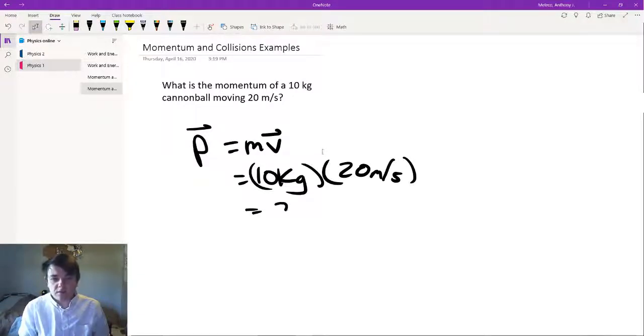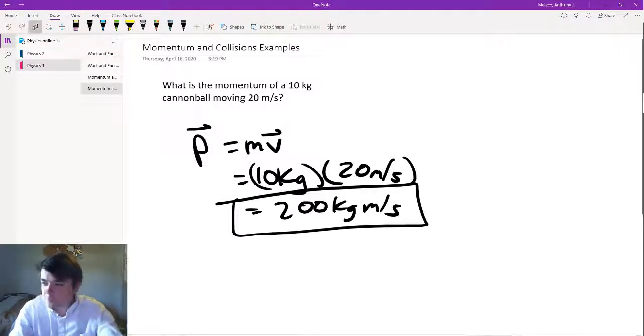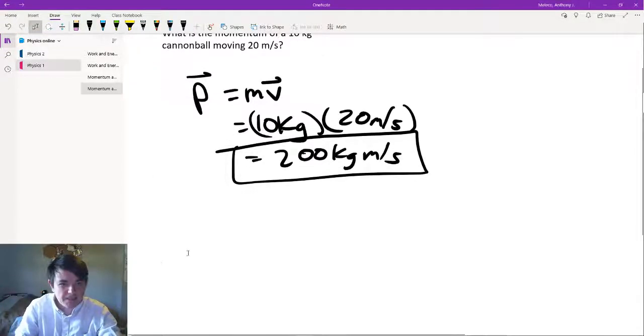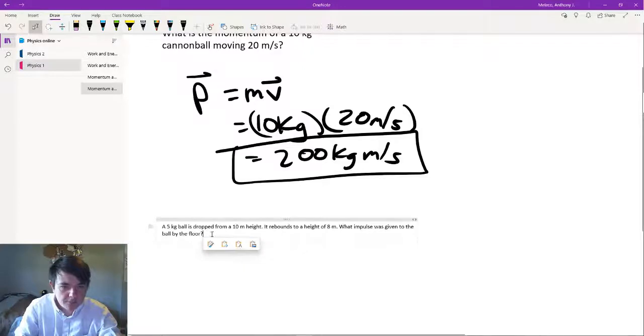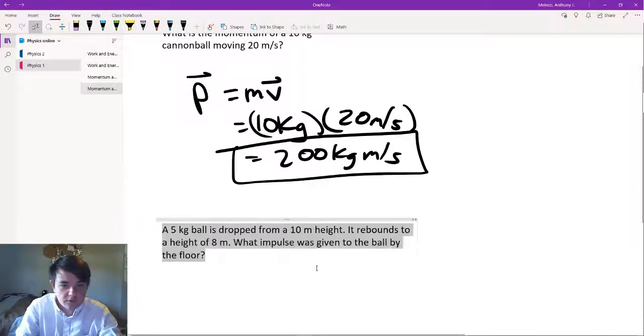So we plug that in. 10 times 20 is 200. 200 kilogram meter per second, which is momentum's units. And that's that for that type of problem. So pretty easy, not too difficult. You just kind of plug it in.